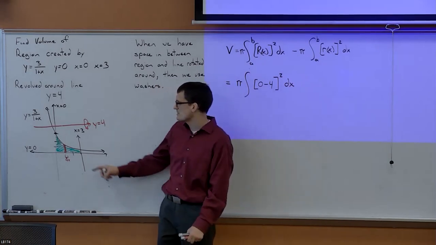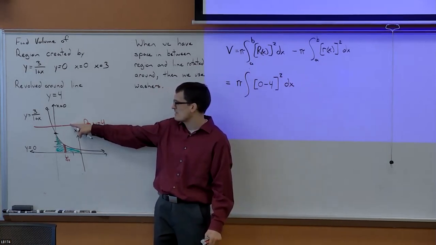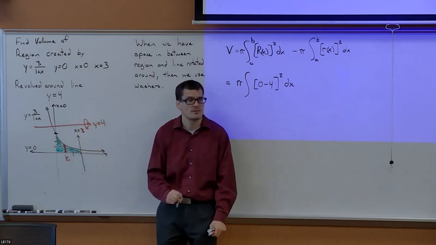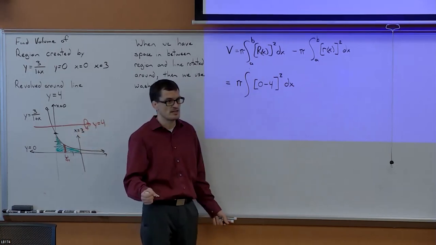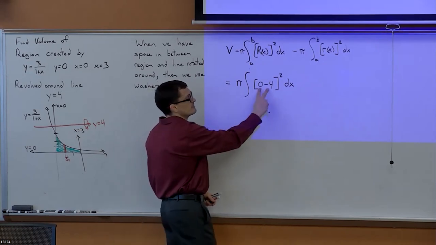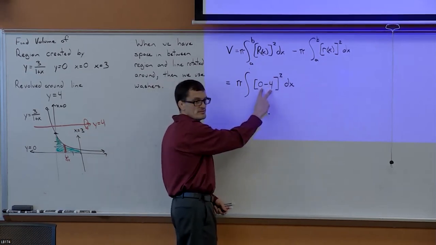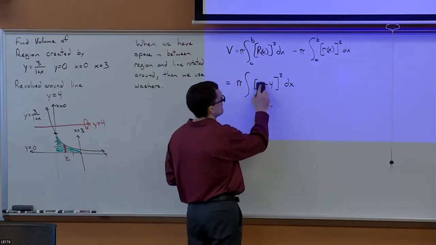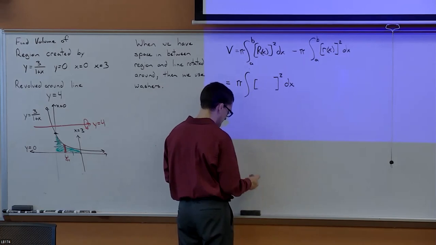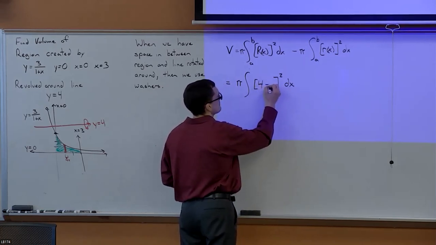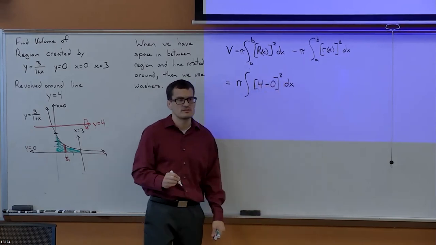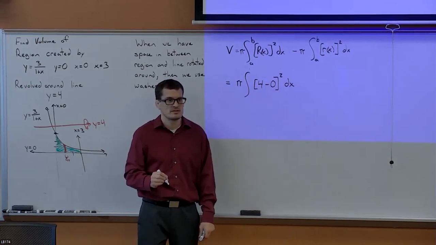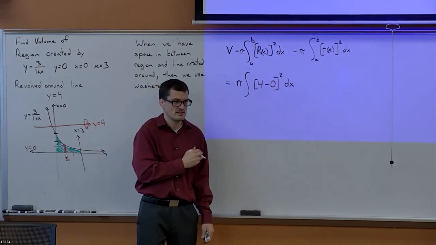If somebody else would have actually said, well, actually, I think we should be going from 4 to 0, would they have gotten any different answer? No, because when we square this, if this were a -4 to begin with, squaring it would give me a positive 16. So if you do flip-flop your outside edge and the line you're rotating around, it's not going to hurt anything in the disk method.